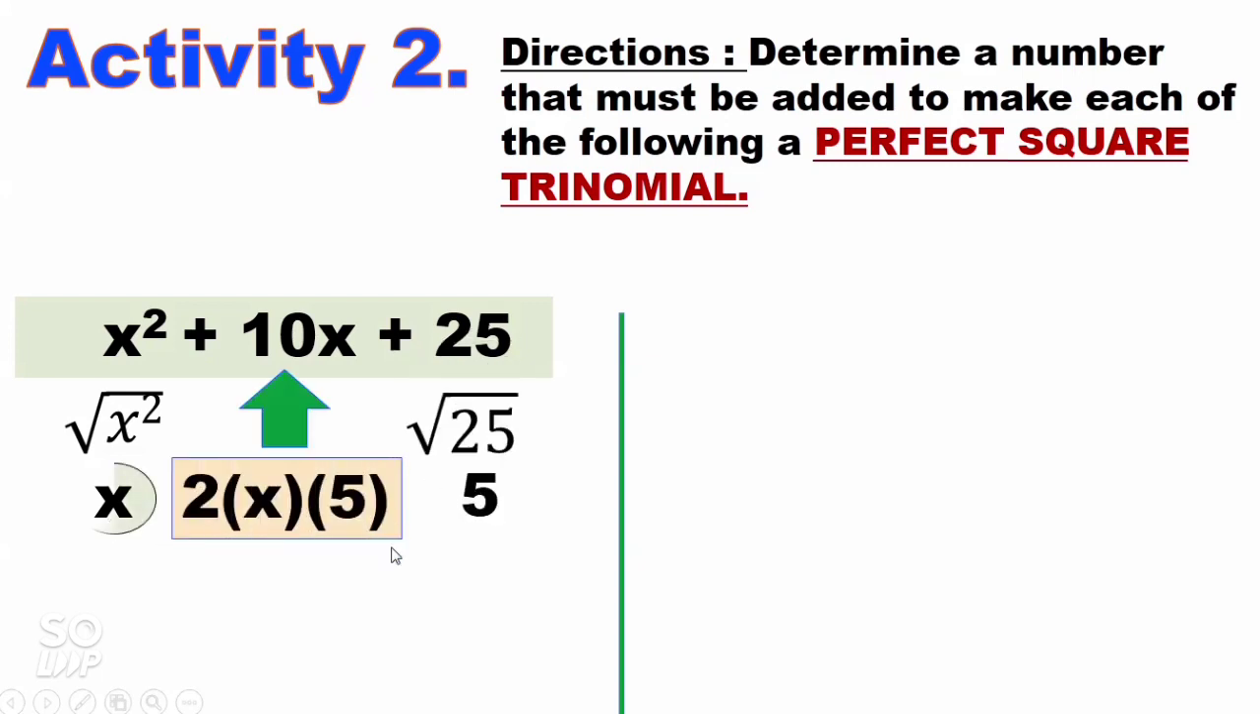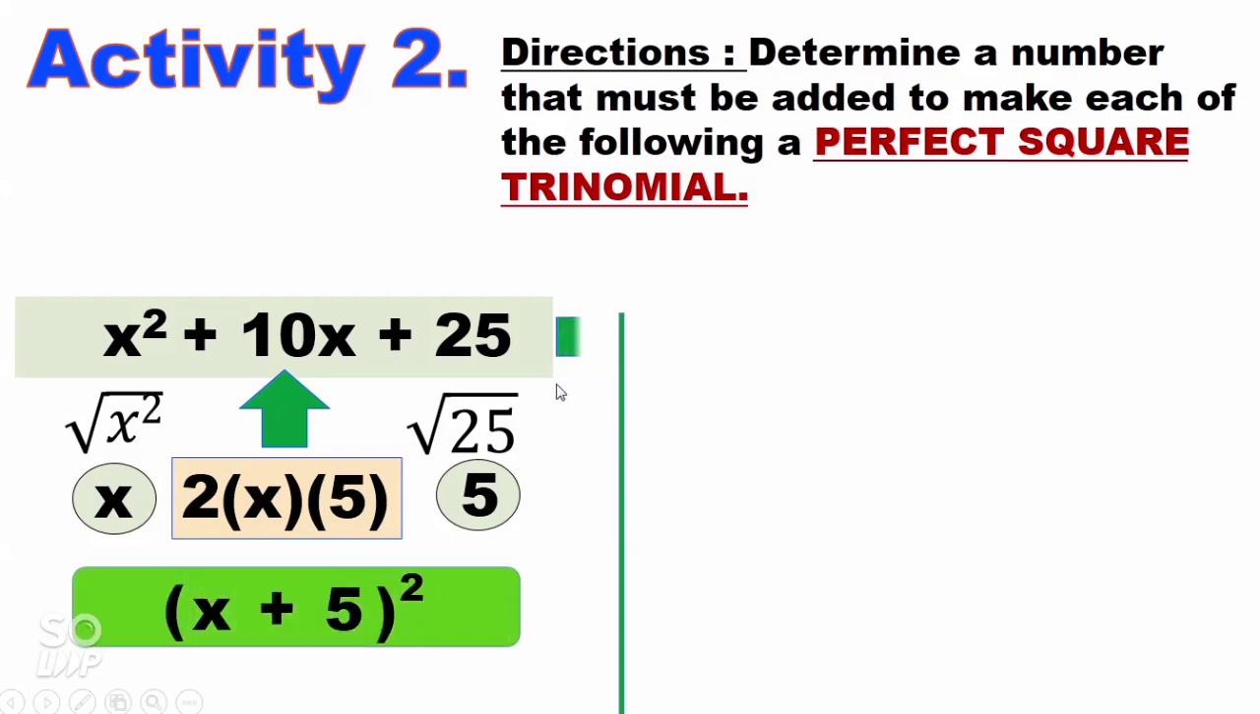And then, okay, so yung result na nakuha natin doon sa in-extract natin na root sa first and the last term, i-rewrite lang natin. We have x plus 5. And then, enclosed with parentheses, square. So, ito na yung square of a binomial.